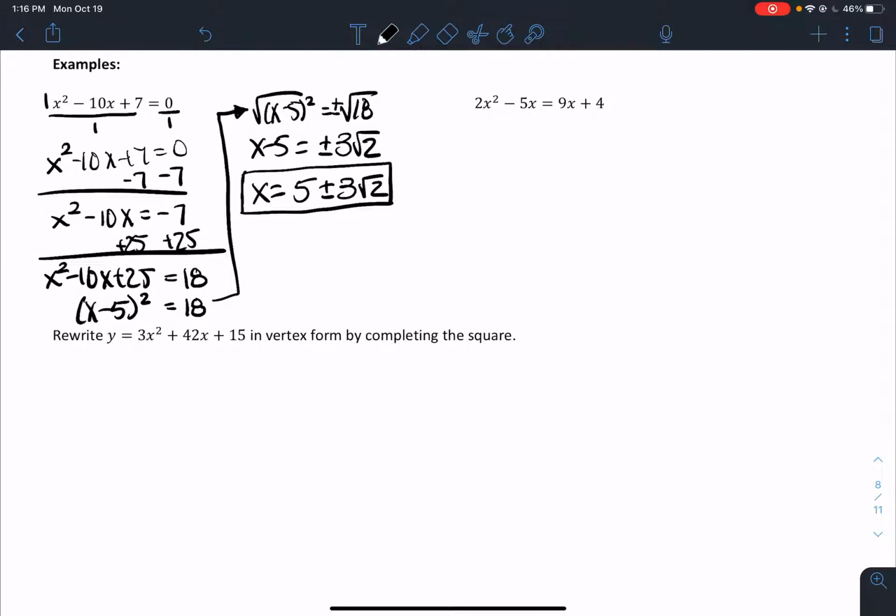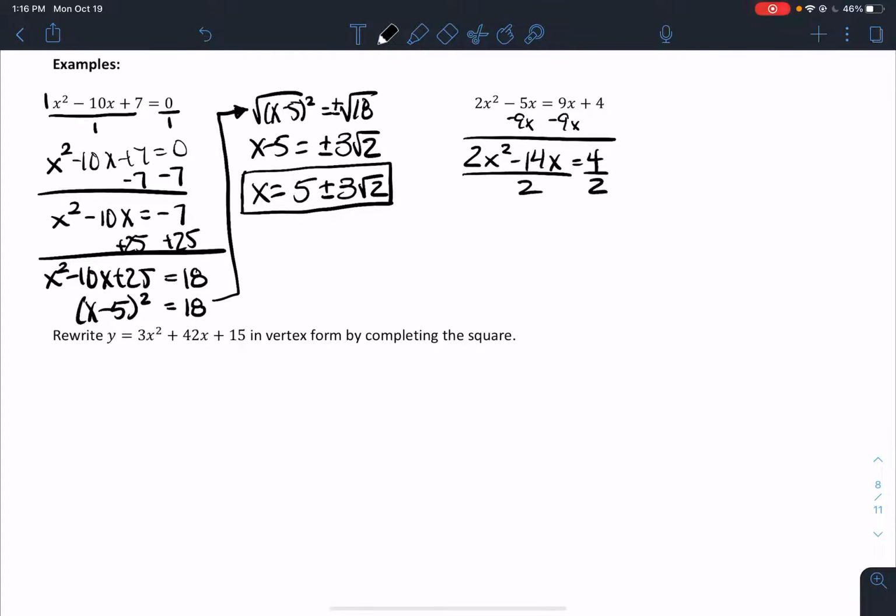Let's try that again. This one's going to be a little bit harder. So here I'm going to have to get everything over to one side first. Actually, I'm not going to get everything over to one side. I'm just going to subtract the 9x. Remember, we're going to move the c over anyway, so I'm just going to leave the c over there. So 2x squared minus 14x equals 4.